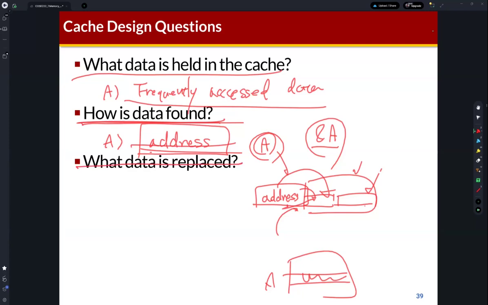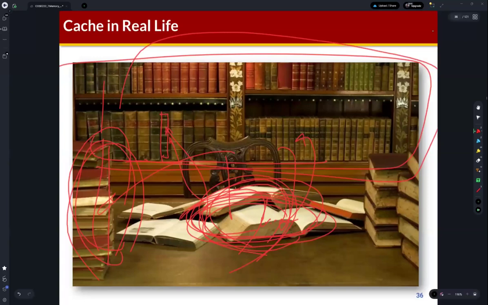Then what data is replaced? What does it mean? The cache space is small. The cache cannot store all data. So if the cache is full, then a part of data needs to be replaced, right? Think about this analogy. If you complete the study of computer architecture, then you need to replace the book on the desk, right? So replacement is required.